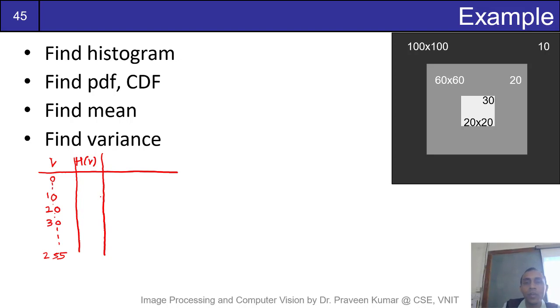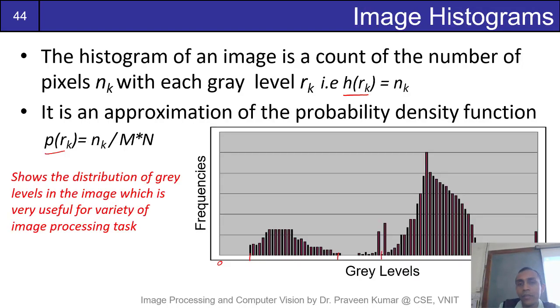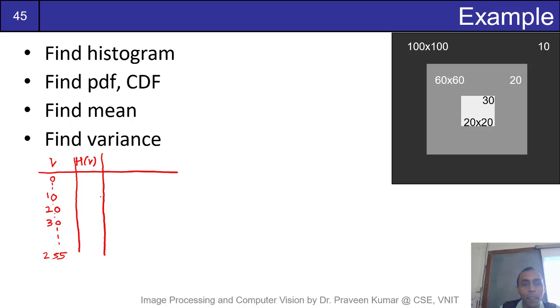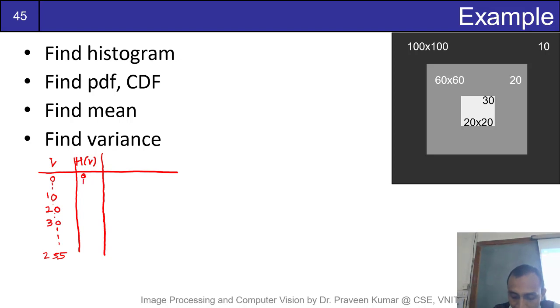HR is the histogram that we have, HRK. So for 0, what should be the histogram value? There is no intensity value 0 here. So before 10, they will all be zeros. At 10, how many? So before 10, let us calculate for 30. At 30, how many are there? So there are 400 here.